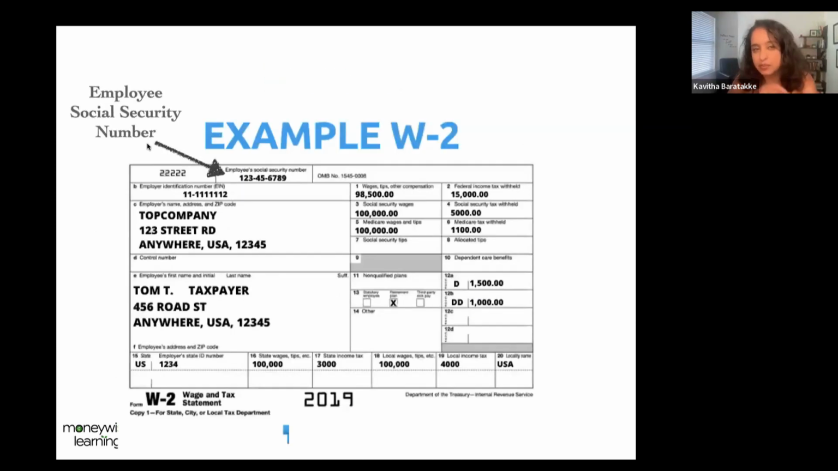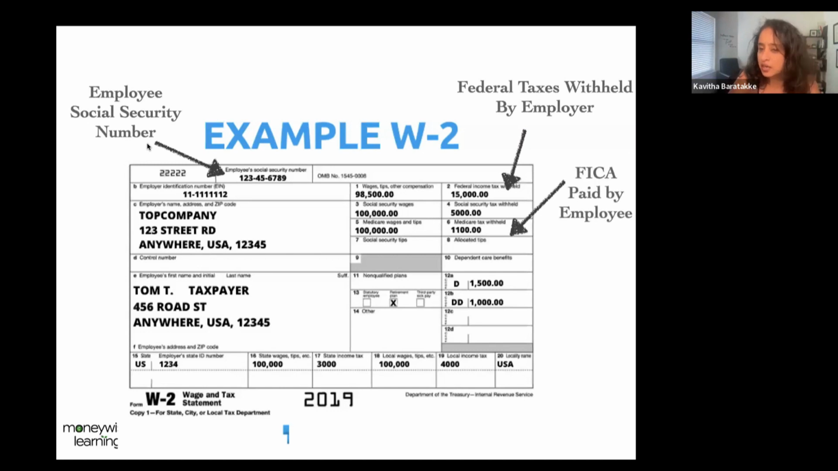So let's look at an example of a W-2. This is what you'd get by the end of the year. Usually early in January is when you get this. When you finish the year, January first week or second week, you'll get a W-2. It'll show you your social security number. This will be your social, reported against your social.